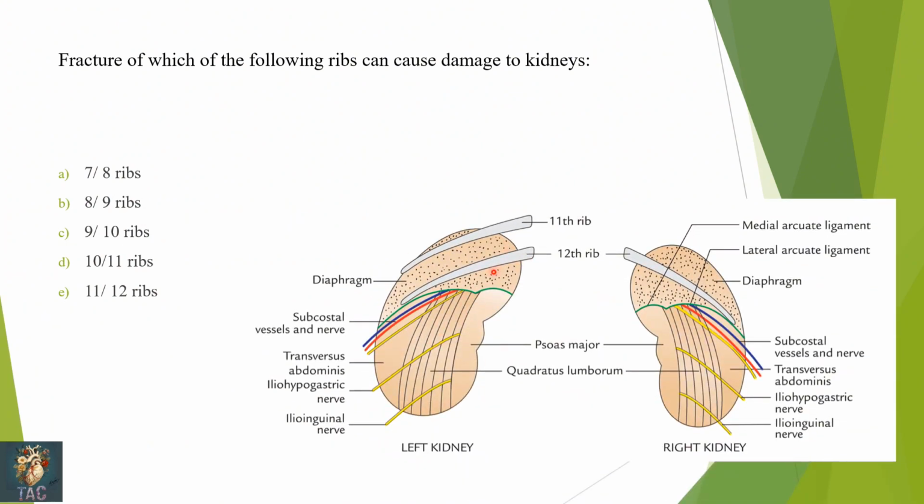So the next MCQ is: fracture of which of the following ribs can cause damage to the kidney? That is 7 and 8, 8 and 9, 9 and 10, 10 and 11, or 11 and 12 rib. So look at the diagram. These are the relations of the right and left kidneys, and the 11th and 12th ribs are present, and on the right side only the 12th rib is present. So this is the 11th and 12th rib, which is the answer, and this is your last slide.